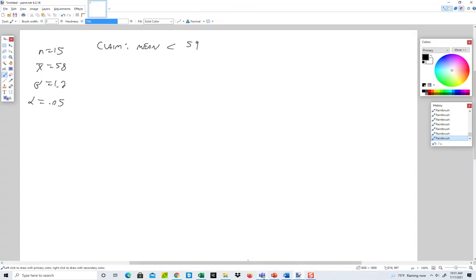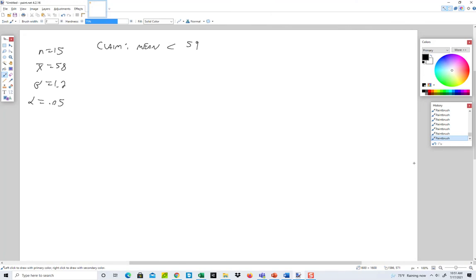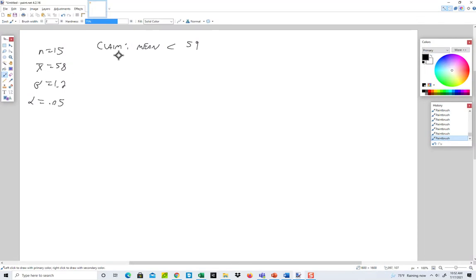Okay, so I got all this information here. Step 1, write down a shortened version of the claim. We already did that. It's important to identify your symbol. That's a less than. Step 2, write down a null and alternate hypothesis. H naught always has equals part on it. So I got H naught and H1. Since we're talking about the mean, these are mu. And I put the less than here. The only symbols you can put on H1 are less than, greater than, and not equal to. And the only symbol you can put on H naught is equals.